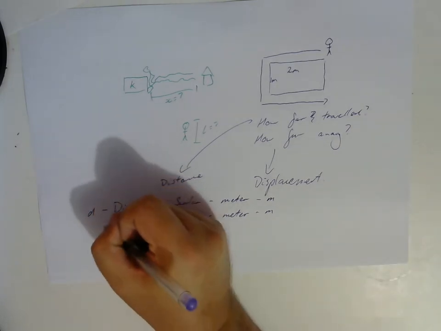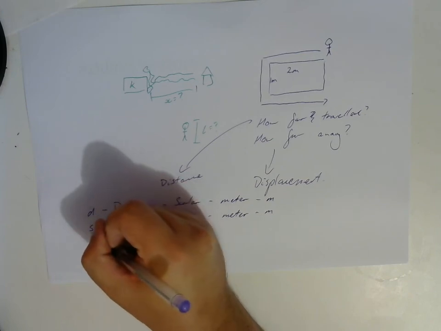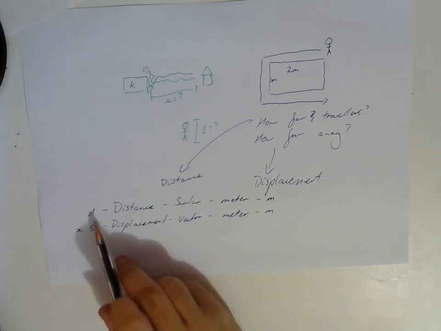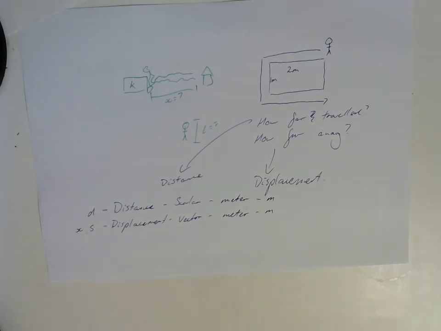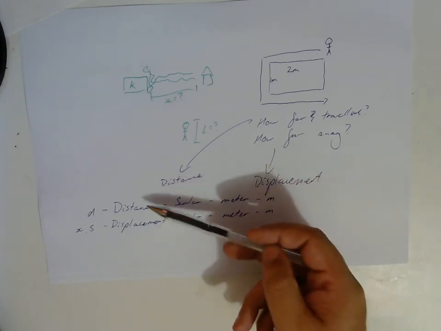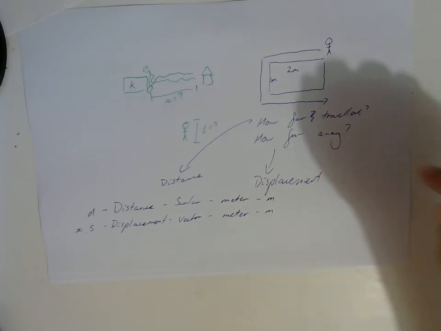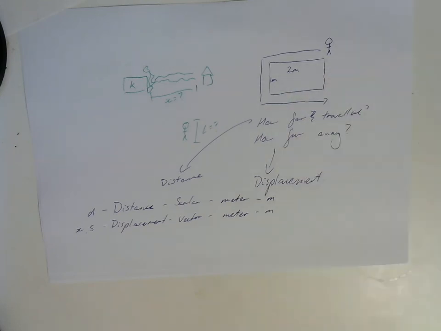So distance is normally given the symbol d, displacement though is given the symbol s, sometimes it's given the symbol x. Now these are some things that you probably want to have noted down somewhere in your book as an easy reference. I would recommend you look up the definitions for distance and displacement as well. Okay, so let's go back to this original question.